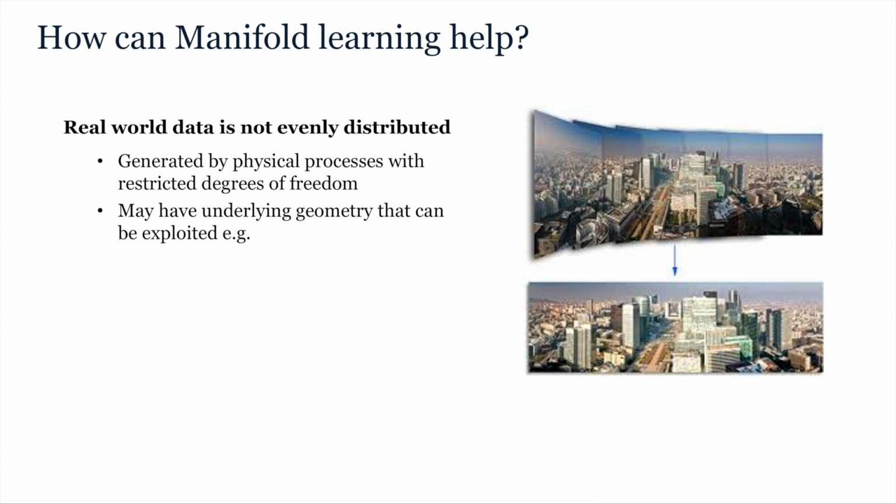So how can manifold learning help? In reality, datasets which reflect biological or physical processes are often constrained to a lower degree of freedom or dimensionality, which reflects the laws of physics under which they were generated.